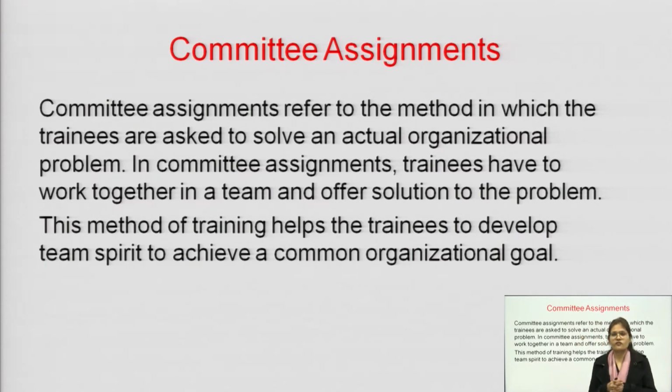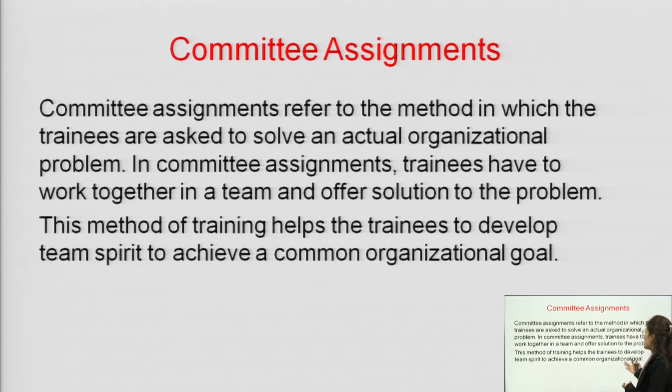So it is a kind of teamwork where the trainee has to exchange his ideas and opinions related to the solution of a particular problem, and through which he learns things by working in a team. So committee assignment is a training where he gets the task from the trainer, and by performing that task effectively in a team, he learns the things, right? So that is known as committee assignment.